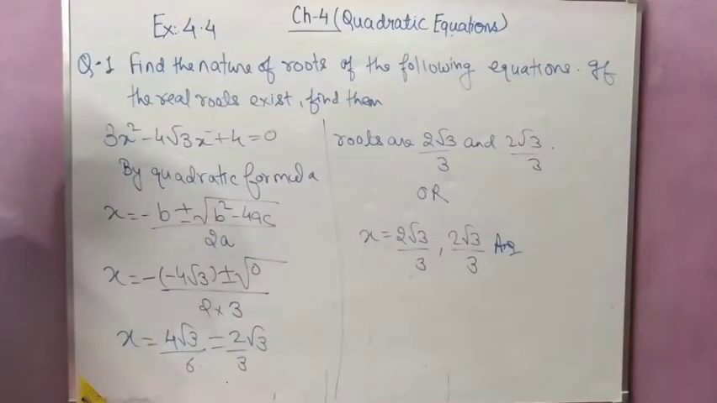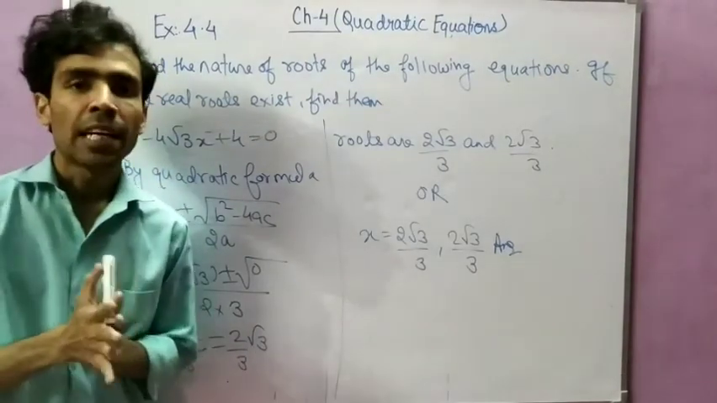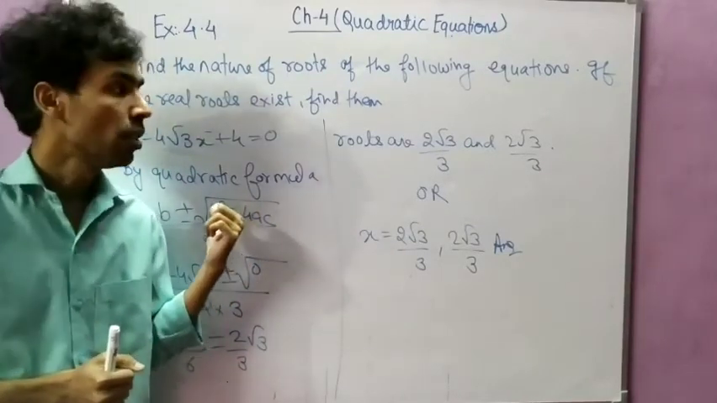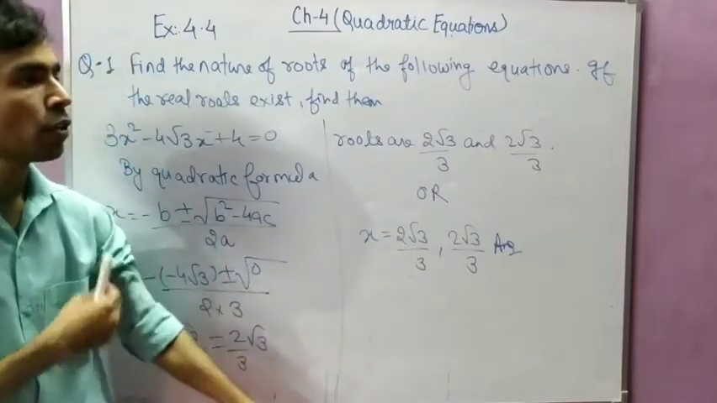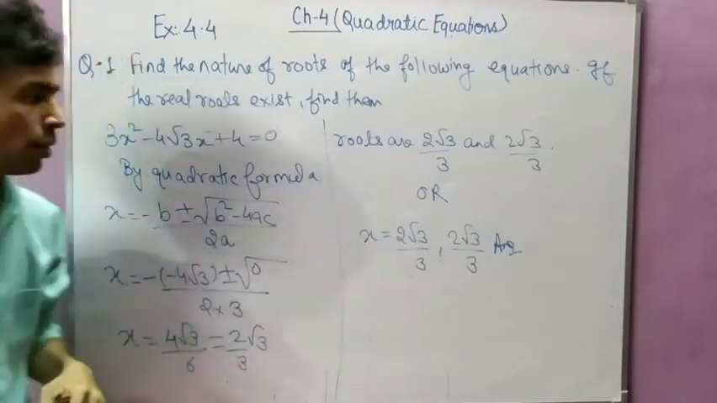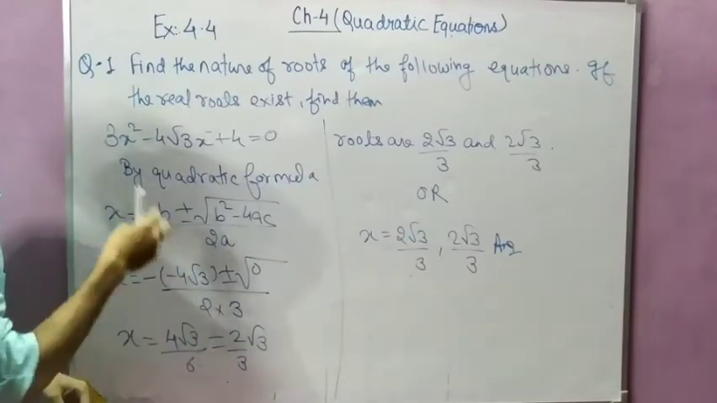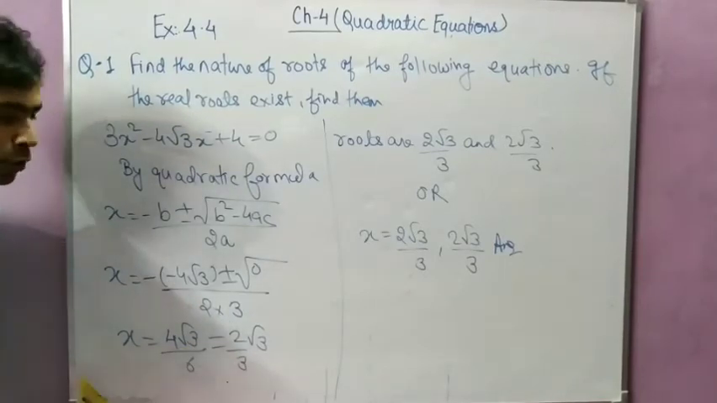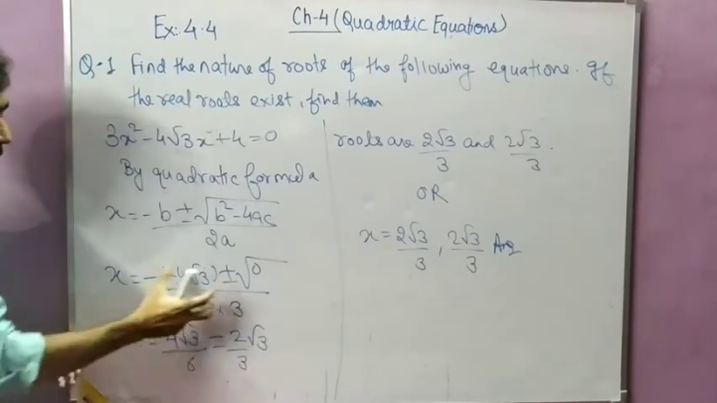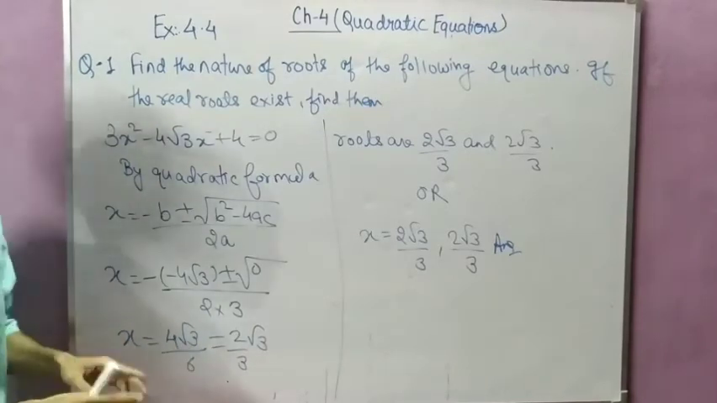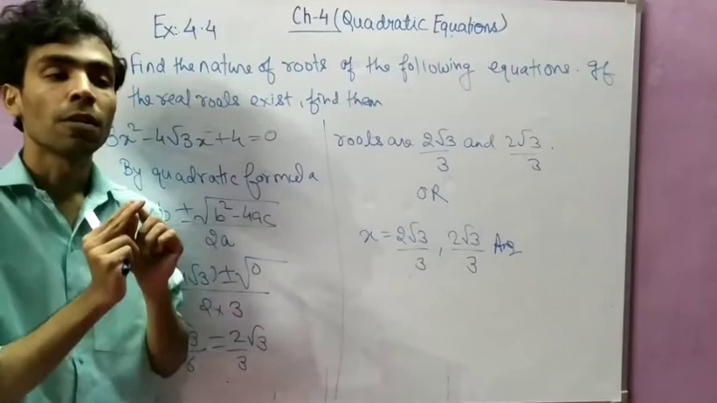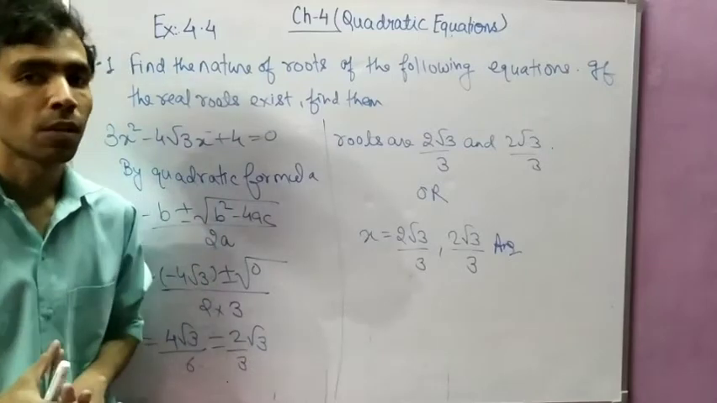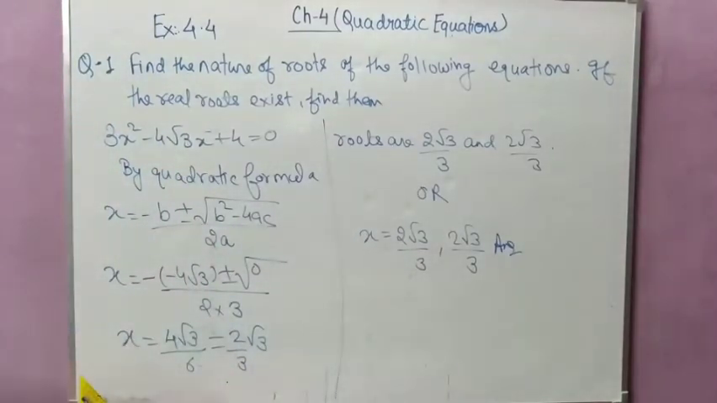So in this way student, you can solve this type of question. First you have to find the nature, and if they are real, you have to find the roots. So first there were no real roots, so we stopped the calculation. After that we solved, and we got real roots and both are equal. So the value of the roots I calculated with the help of the quadratic formula. After solving we got only one value, so it shows that we have two equal roots. So the two values of x will be 2 root 3 by 3 and 2 root 3 by 3, because both are equal. Okay, so I think you can solve this type of question.